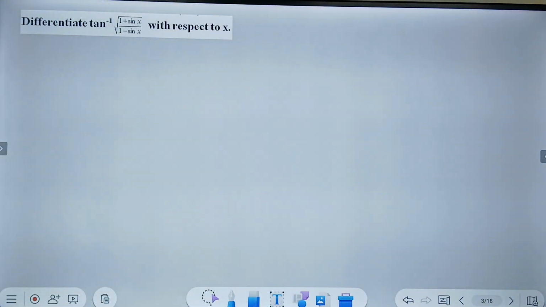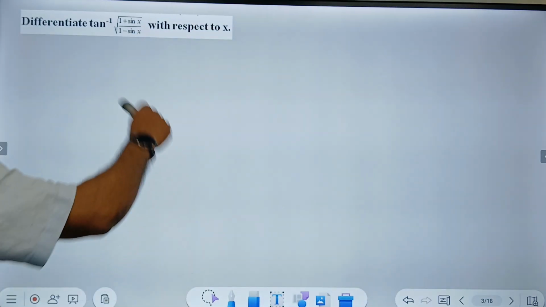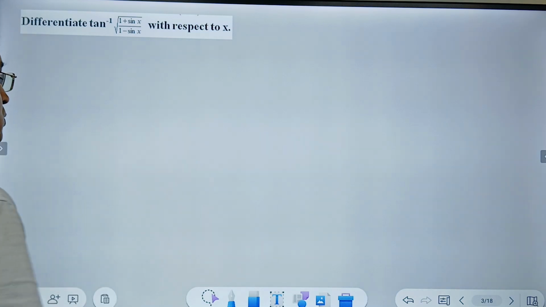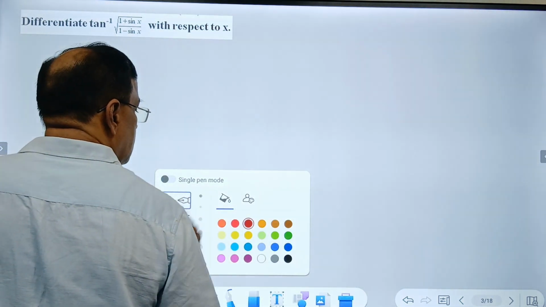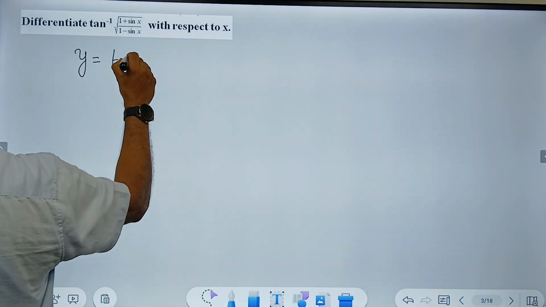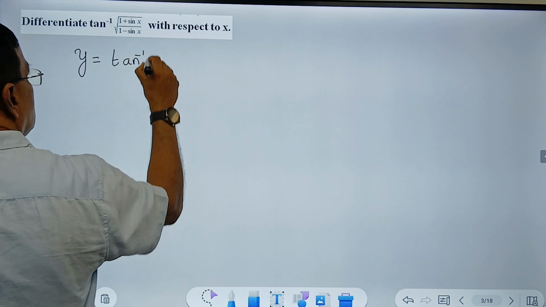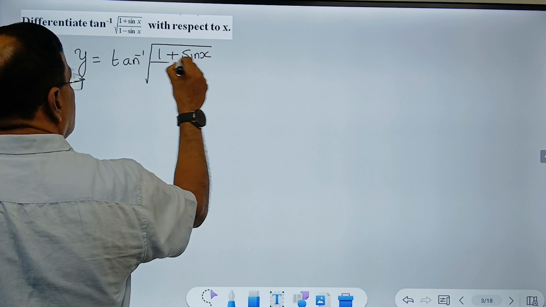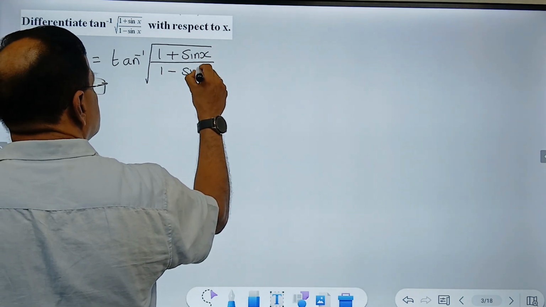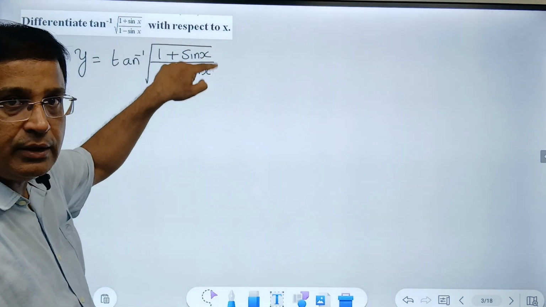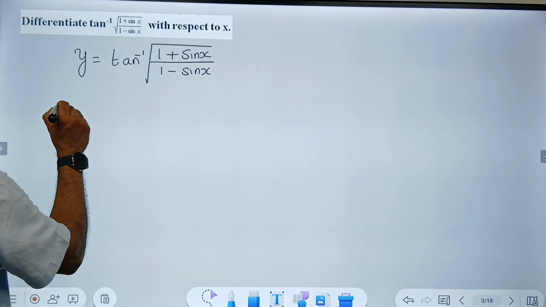Now here the question is differentiate tan inverse of root of (1 plus sin x) by (1 minus sin x). As you know, you cannot differentiate it directly. You need to simplify it. You have to reduce it to the simplest form. So first let me write this as a function of y. y equal to tan inverse of root of (1 plus sin x) by (1 minus sin x). Now since this is tan inverse, I want to bring this in terms of tan. So let's see how to do that.